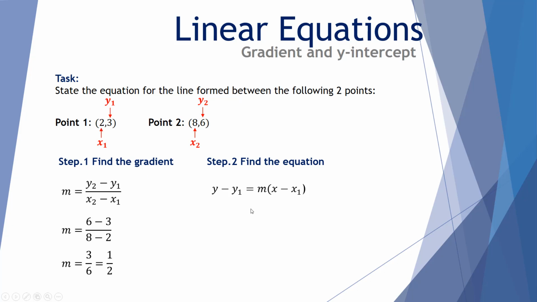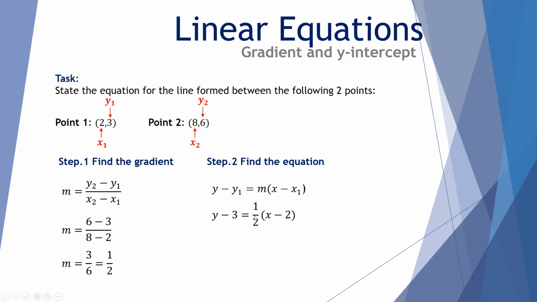This y and x has no relevance in terms of substitution. So let's substitute those values in. So y take away y1 is 3, so y take 3 is equal to m, the gradient, which is a half, in brackets x take x1 was 2, and we sub the value of 2 in. Okay, all our numbers are substituted in.